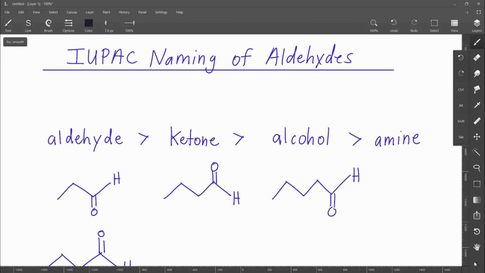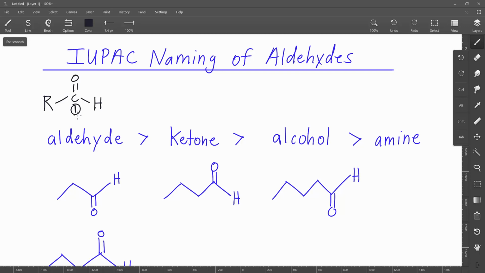Alright, let's take a look at naming aldehydes. Your aldehyde has the functional group R-C double bond O-H. So this carbon in each molecule where the aldehyde has the highest priority will always be the first carbon.